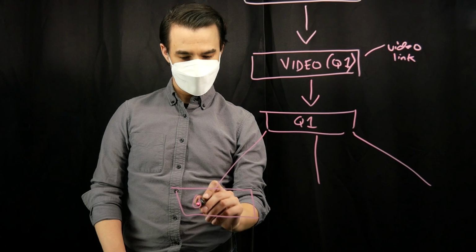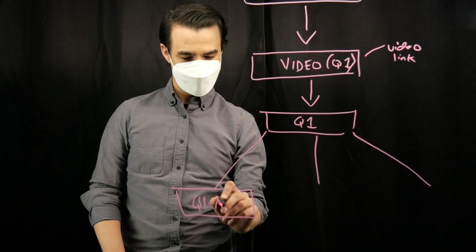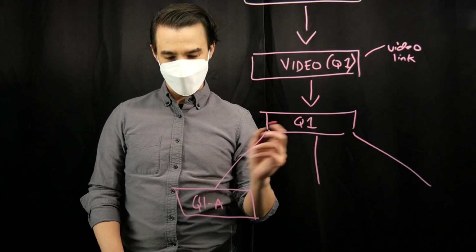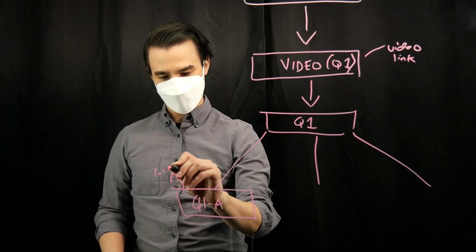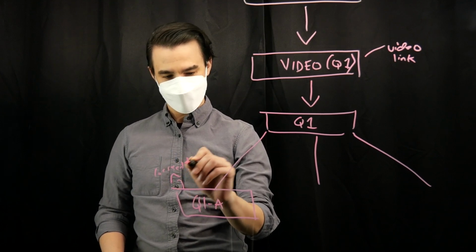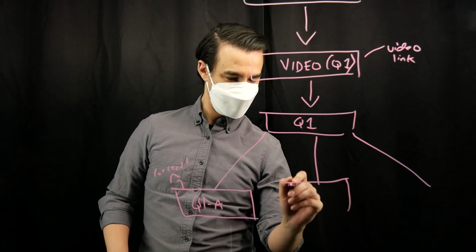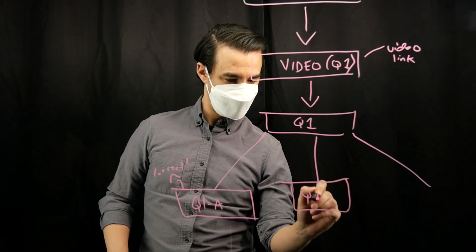We'll call this one question 1, option A. Now, the learner doesn't know this, but this is going to be correct. And then here, do the incorrect ones.